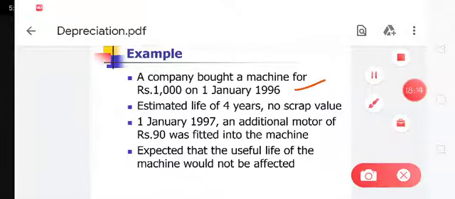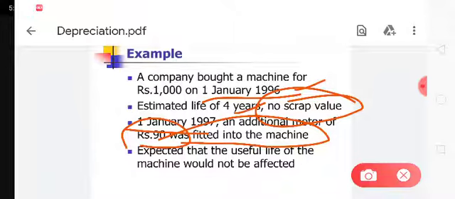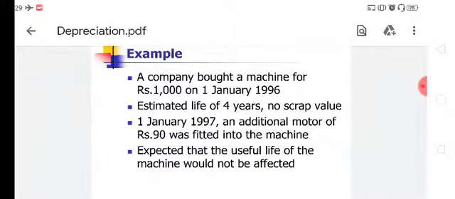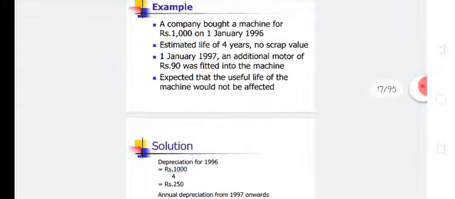1996, and the estimated life of the asset is 4 years and there is no scrap value. On 1st January, an additional motor of 90 rupees was fitted into the machinery. So it means you purchased the asset on 1st Jan 1996, and on 1st Jan 1997 you got an additional motor installed in it. So you have to calculate here the value of depreciation. How do we have to calculate it? That is the solution. Just check it.